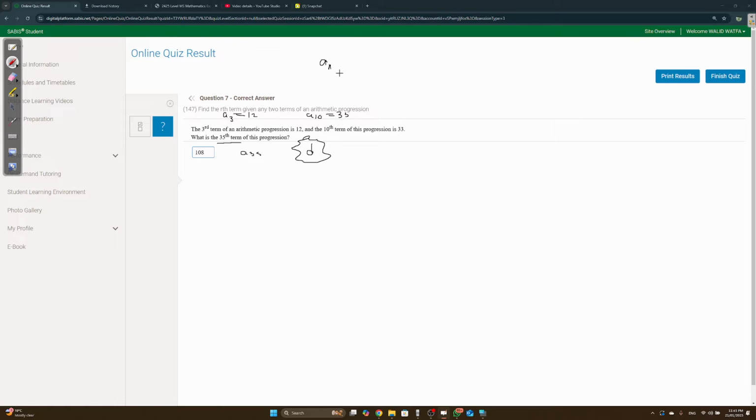How do you find the difference if you have two terms that aren't after each other? Use an minus am equals n minus m d. An is 33, sorry, minus am is 12 is equal to n minus m d, 10 minus 3, d. Solve for it. This is minus 12. You're going to get 21 is equal to 7d. d is equal to 3. Now can I find the 35th term? Of course I can.